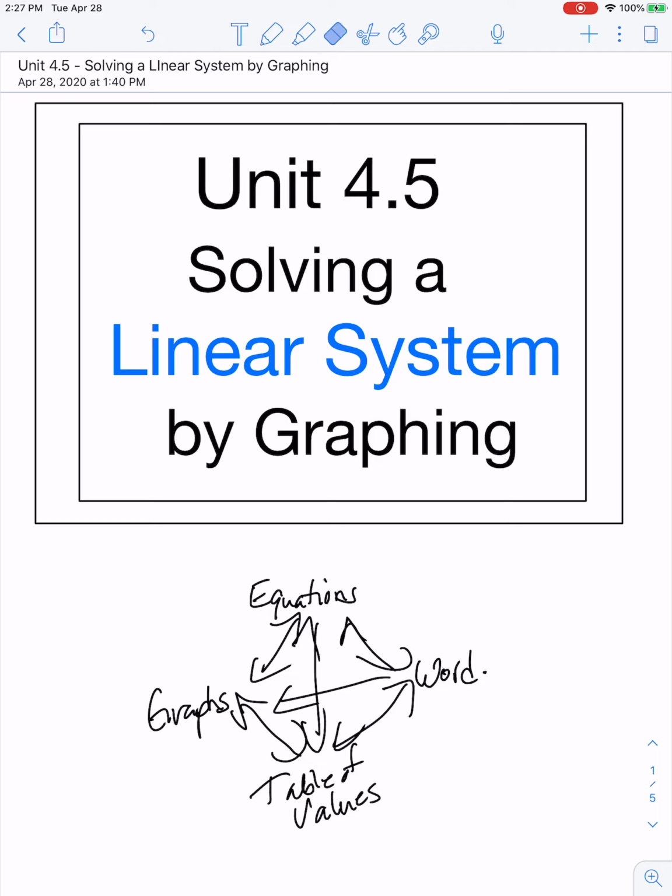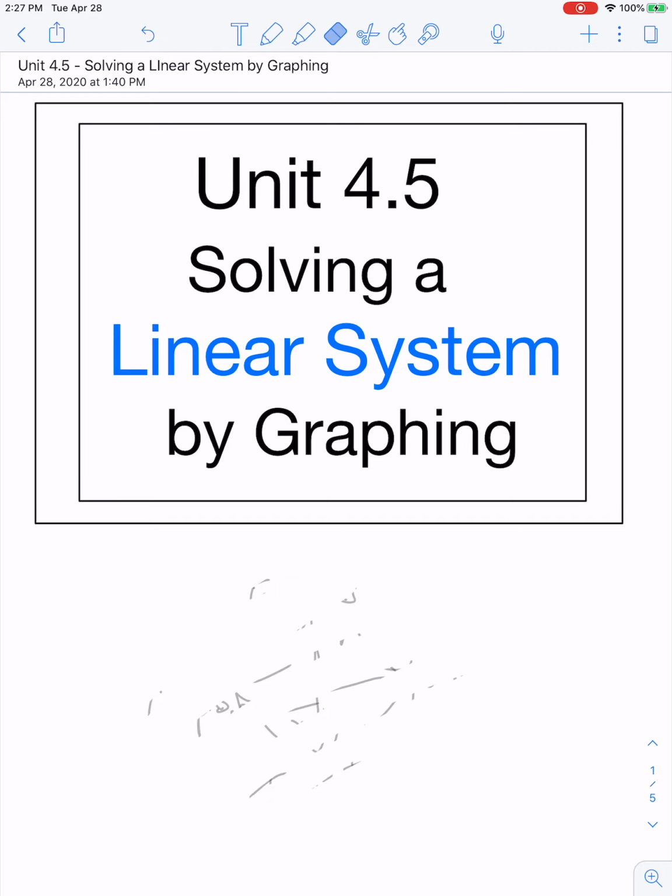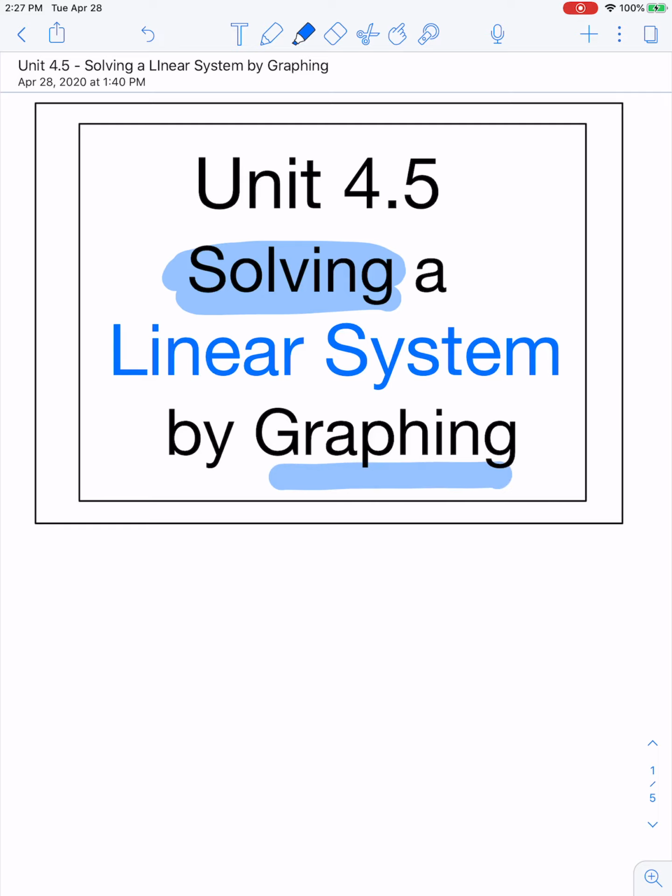What a linear system is, is a set of two or more linear equations, and we need to look at the two of them at the same time. Solving a linear system means finding that value or that point. And we do this by graphing, to find that point that's on both of the lines. Let's take a look at an example here.